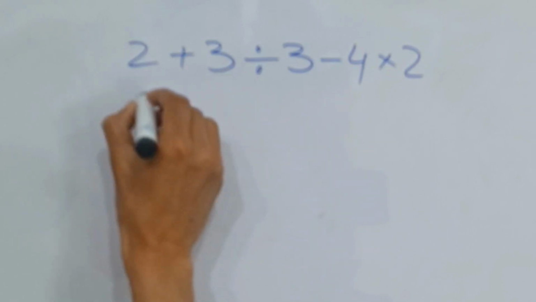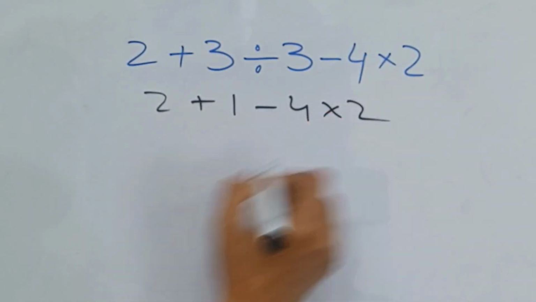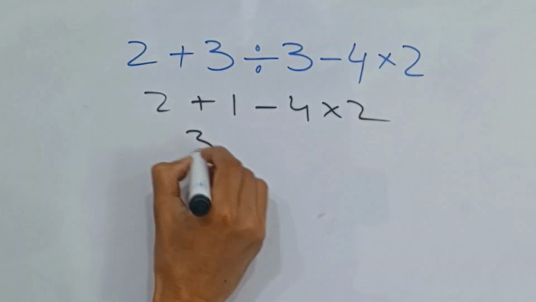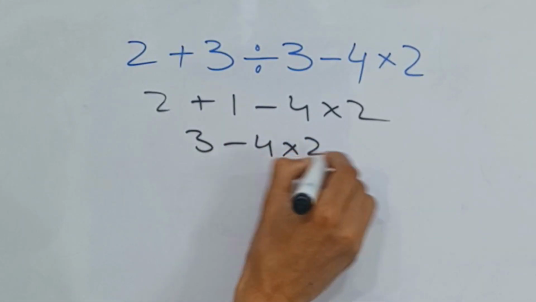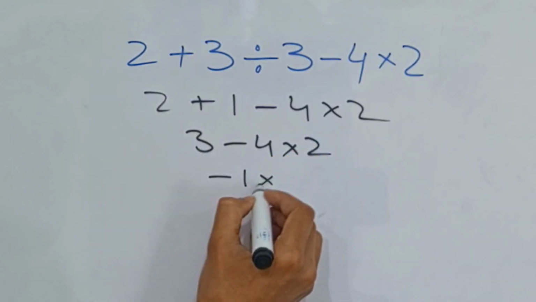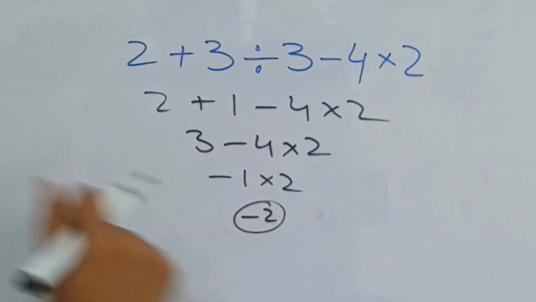3 divided by 3 equals 1, right? Minus 4 times 2. Now 2 plus 1 equals 3 minus 4 times 2. Now 3 minus 4 equals minus 1 times 2, and minus 1 times 2 equals minus 2. But this is wrong. Why?